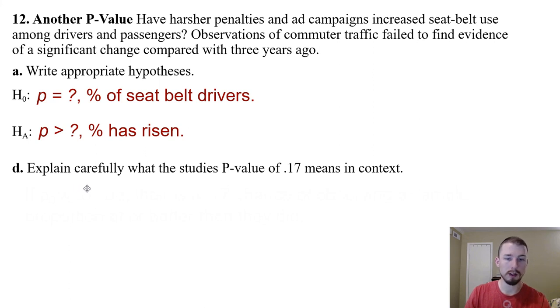Explain carefully what the study's p-value of 0.17 means in context. So 17%. Remember, p-values are conditional probabilities if the null hypothesis is true. So if it hasn't changed, then the probability of seeing the observation that we saw or more severe would be 17%. Now 17% still is kind of showing, hey, it might be moving up, but it wasn't enough evidence for our sample size to get the p-value lower than 10%, 5%, or 1%. So we just fail to have enough evidence.